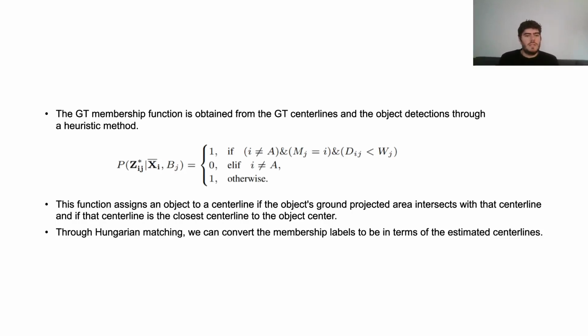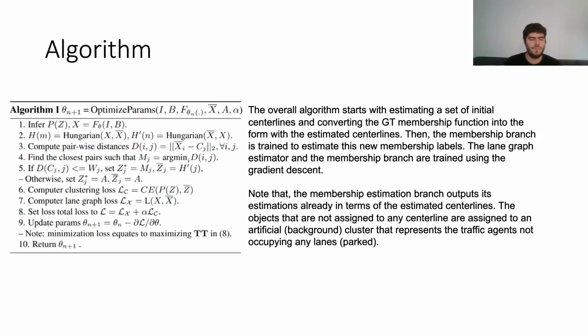Now, what we want to do is extract the ground truth or label for this membership function. In this work, we do this by a heuristic method where for an object, if its ground projection intersects with a center line, we assign that object to the closest center line. Then through Hungarian matching of our estimated center lines with ground truth center lines, we can convert these labels to be in terms of our estimated center lines. You can see the whole algorithm here. Essentially, it includes the label extraction all the way to parameter optimization to maximize the total term mentioned before.